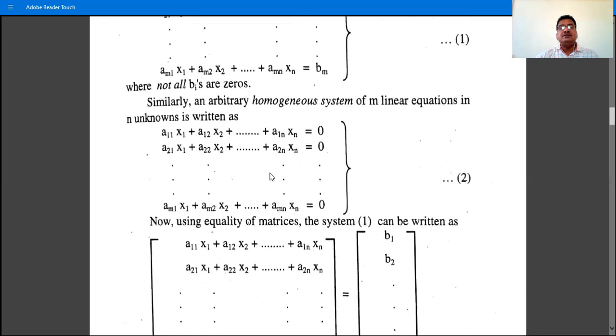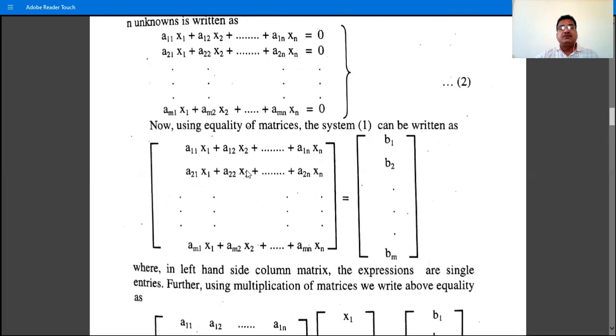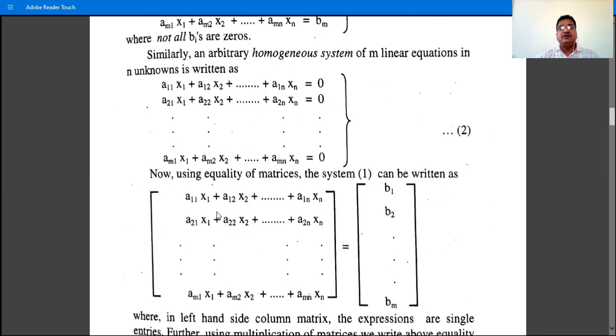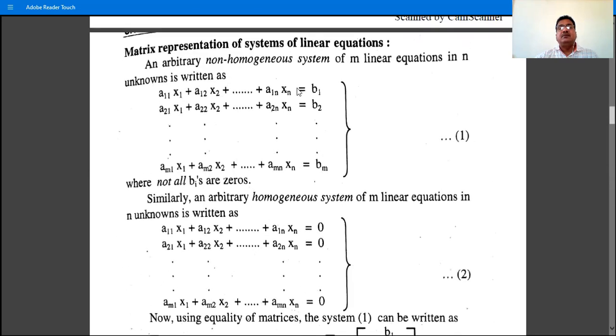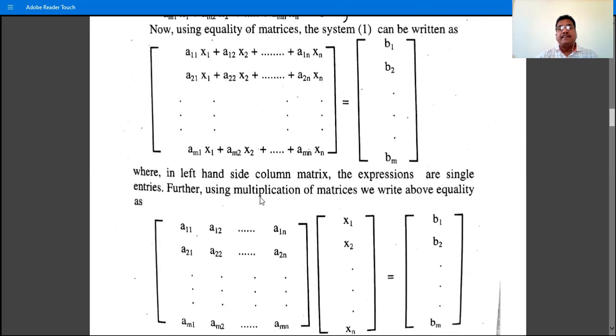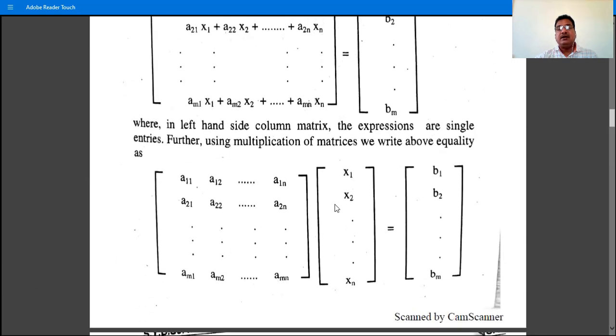So we can write this system in the matrix form. The non-homogeneous system first, we will write it in the matrix form. This is one matrix, and this is another matrix of constants. We can write this as a multiplication of these two matrices: a11, a12, a1n, a21, a22, a2n, and am1, am2, amn, and the column matrix x1, x2, xn. And this is the column matrix b1, b2, bm.